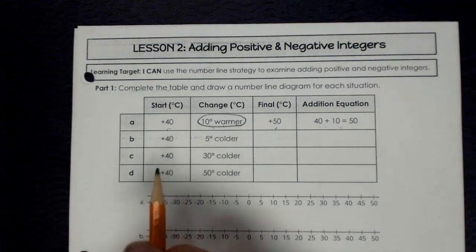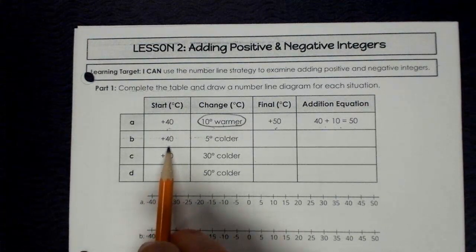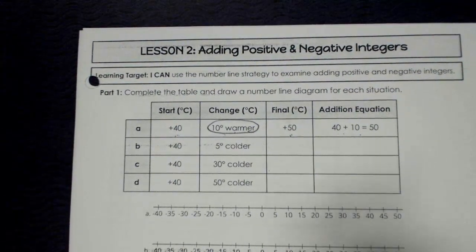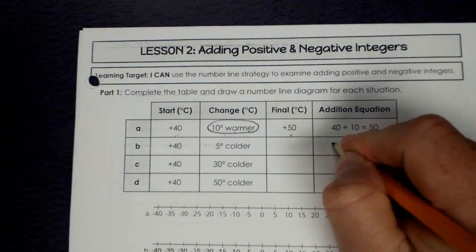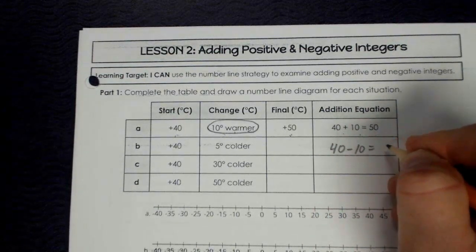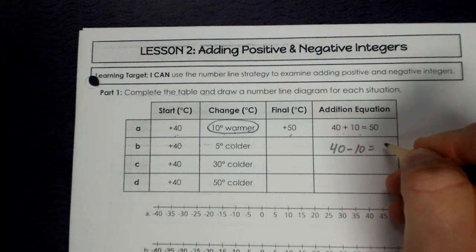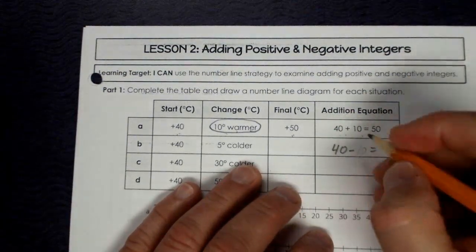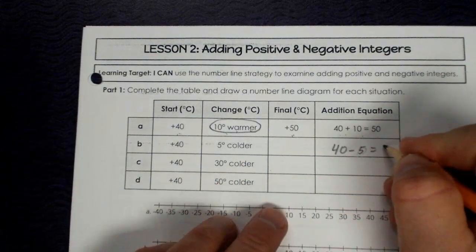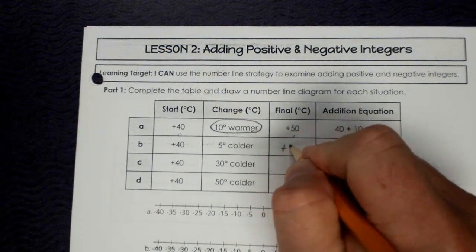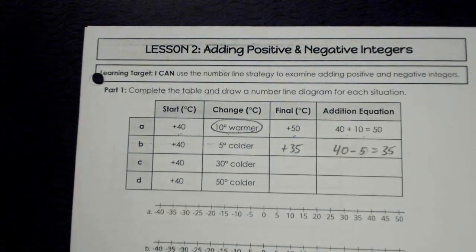So let's look at part B. Again, we're starting at 40. This time we're getting colder. So I'm going to do the equation first. 40 minus 10 equals, oh no, we're getting 5 degrees colder. Let's change that. 5 degrees colder. That's going to give me 35. So my final temperature is plus 35.